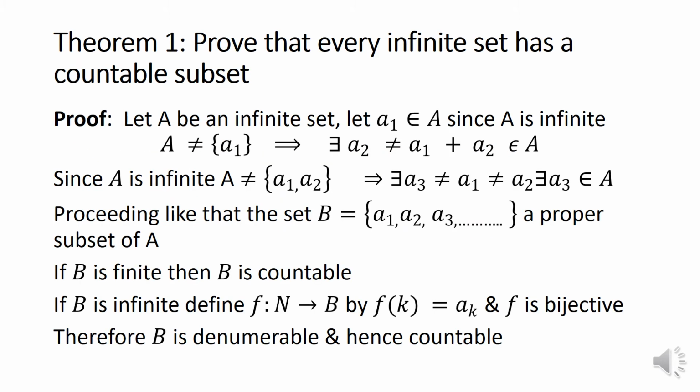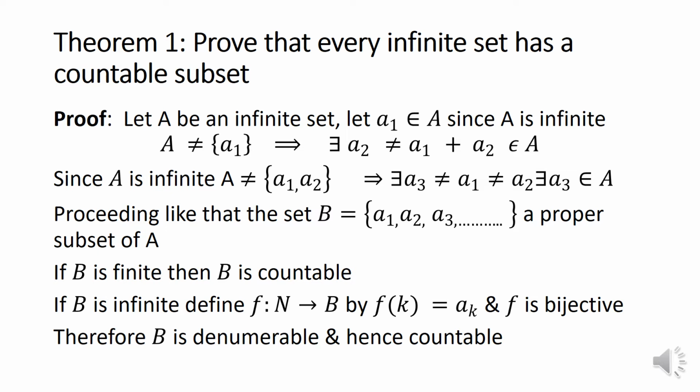The first theorem: prove that every infinite set has a countable subset. The proof is as follows. Let A be an infinite set. We consider an element a1 in the set A. Because A is an infinite set, the set A is not equal to the singleton set {a1}.